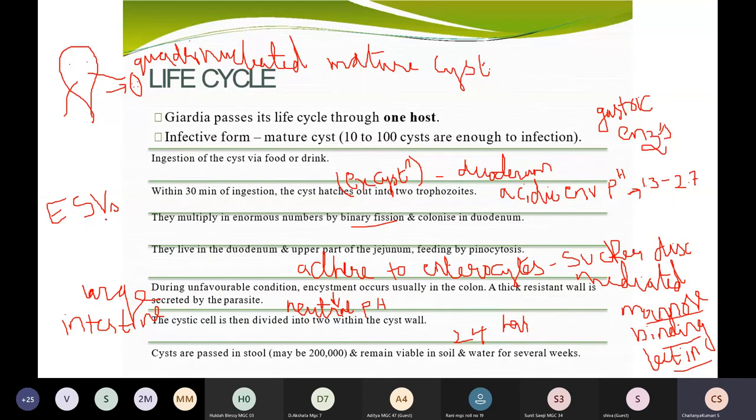encystation specific secretory vesicles will be formed inside the trophozoite. As a result, the encystation process will occur, where the trophozoite will be converted into a cyst. During this conversion, shortening of the flagella will be done, condensation of the cytoplasm will take place, and nuclear division will take place, where 2 nuclei will be converted into 4 nuclei, resulting in the quadrinucleated mature cysts. So whatever cysts have been formed will be released outside through stool. So this is the whole life cycle of Giardia.